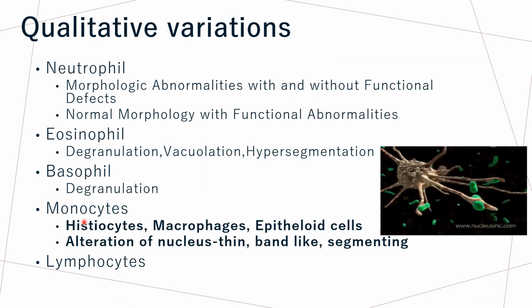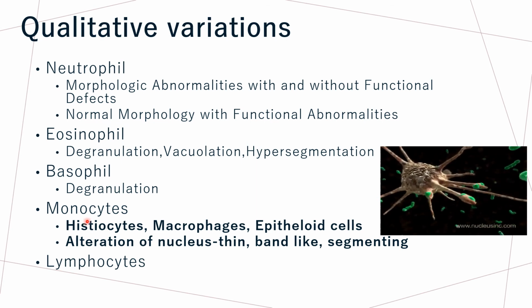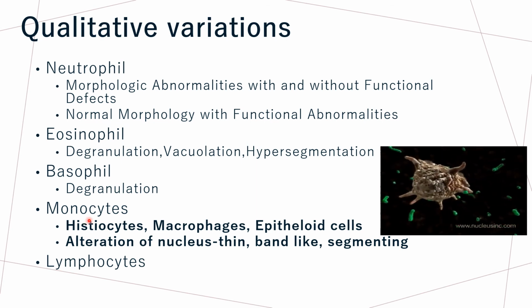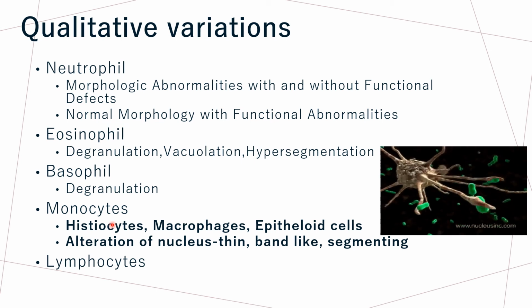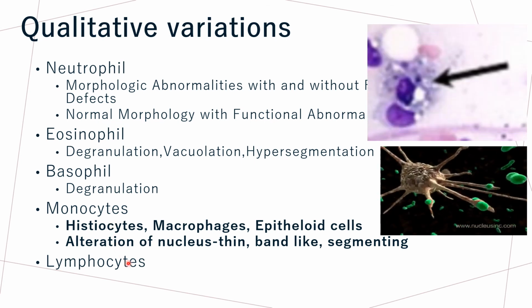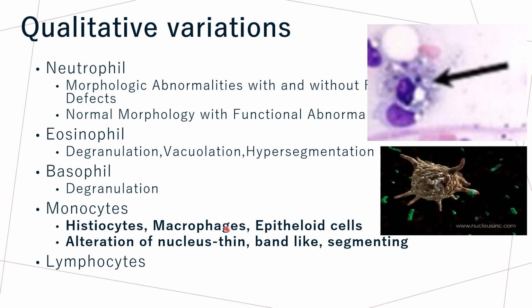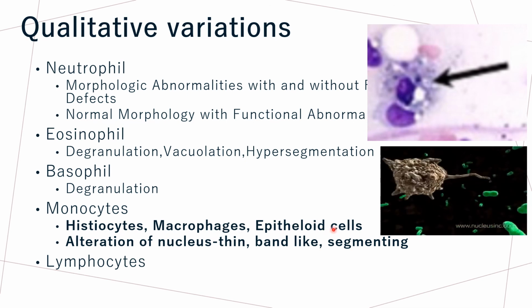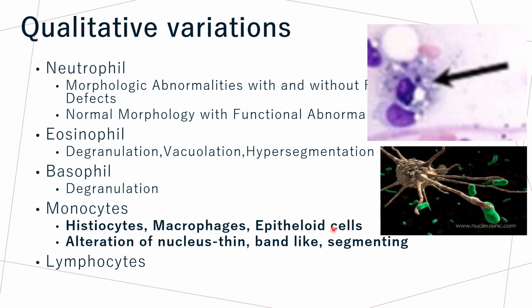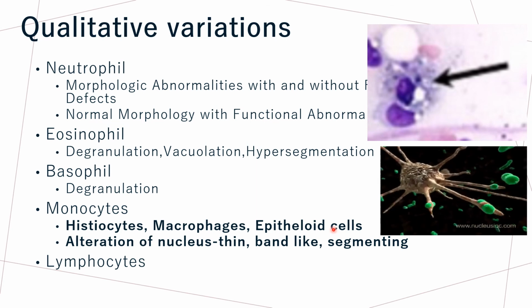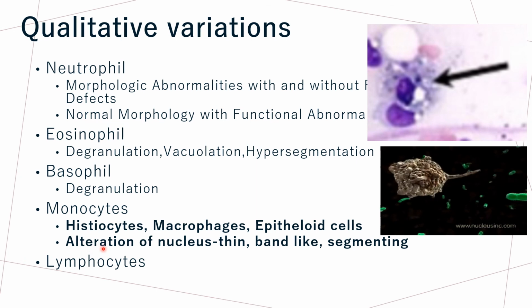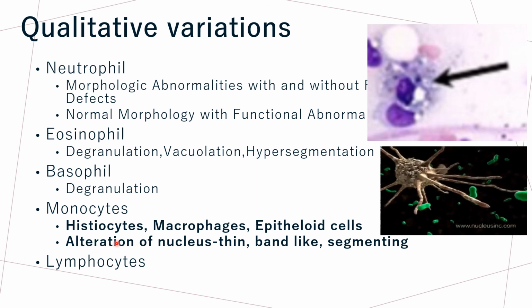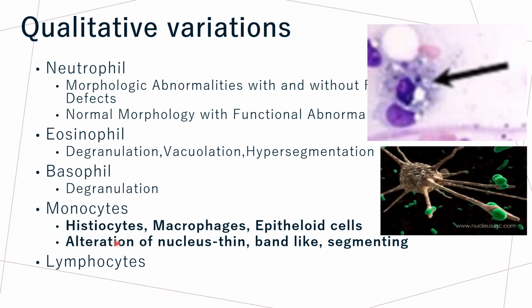A few morphologic expressions in monocytes may be considered reactive. These changes in appearance reflect the basic monocyte responses to stimuli like the transformation into histiocytes, macrophages, or epithelioid cells. Another reactive change happens during infections or during recovery from bone marrow aplasia. This is when the nucleus becomes thin and band-like in areas and may appear to be segmenting.